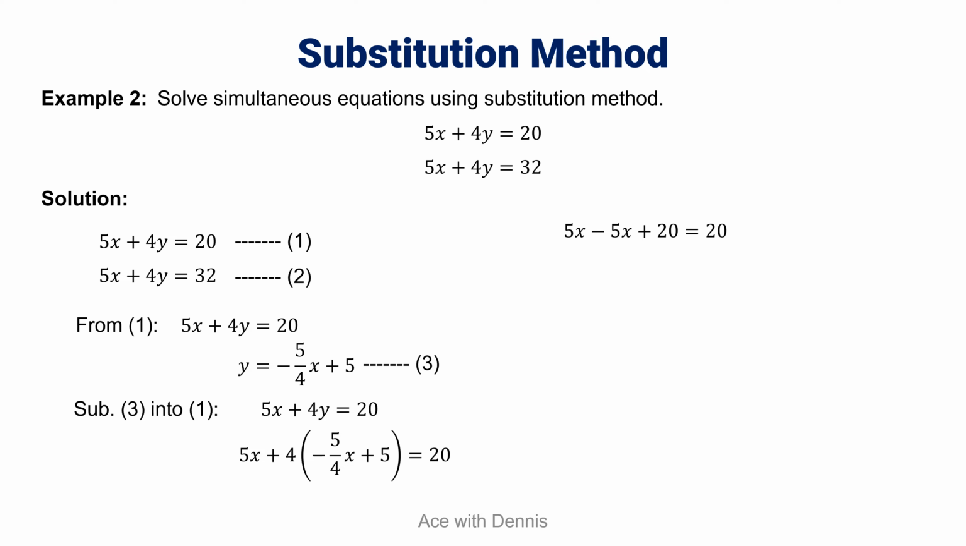From here, as you can see, 5x minus 5x cancel out each other. I am only left with 20 equals 20. So this equation becomes very weird, because there is no solution for this case. As you can see, both x and y are eliminated. Hence, there is no solution.